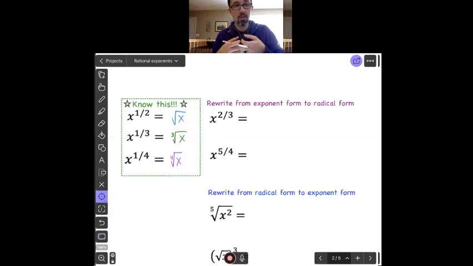Okay? And then down here we're going to go backwards. If I give you the radical form, I'm going to give you the exponent form. So if I gave you this, how would you spit this out? Okay? So how do we go from here to here?